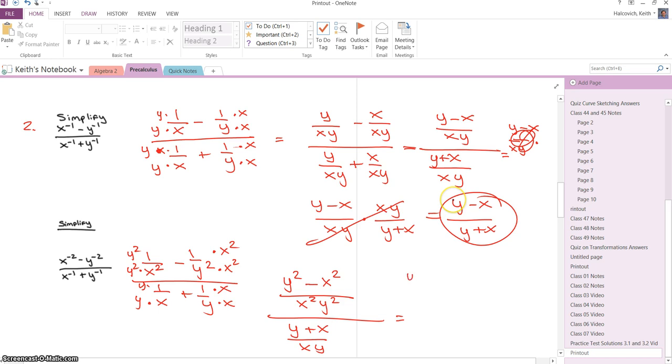Then remember you are going to divide, which means you multiply by the reciprocal. Now, here you can factor. So it becomes y minus x and y plus x because it's a difference of two squares.